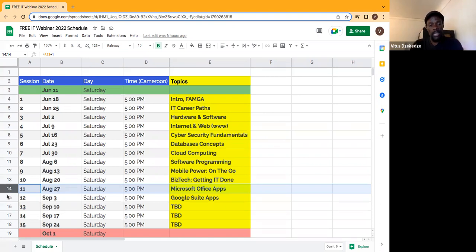And again, I talked about Excel. This looks a lot like Excel, but this is part of the Google Suite apps. Google has a lot of different applications that it uses. So we'll talk about them, how we can utilize them, and how we can leverage them for our own good.